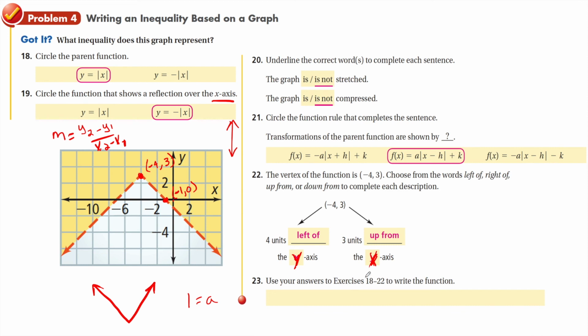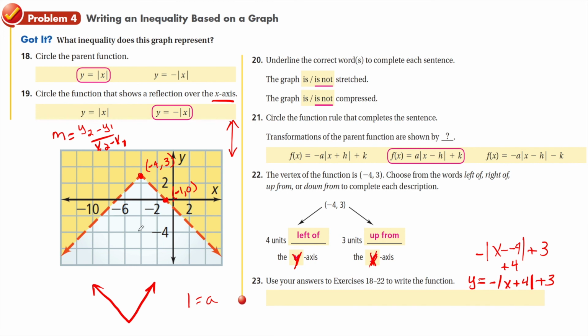Use the answers to exercises 18 through 22 to write the function. Well, based off of what we can see, we are going to have some sort of reflection, so we know that we are going to have a negative times that absolute value sign. We are going to have an x, and we are going to be going minus. In this case, we have to go to a negative 4, so we're going to go minus negative 4. And then we are going up 3, so we're going to be adding 3 at the outside. So x minus a negative 4 will give you a positive 4 plus that 3. So I would write y is equal to a negative times the absolute value of x plus 4, plus 3. And that's what the equation of the absolute value will look like.